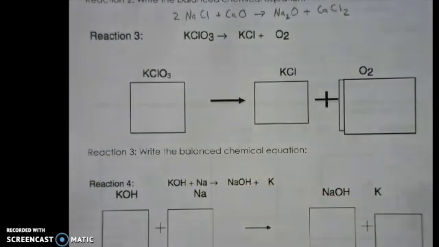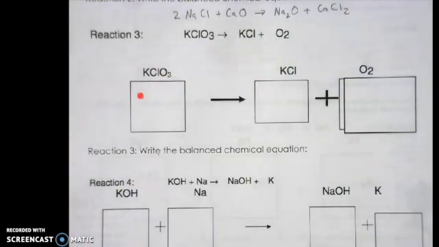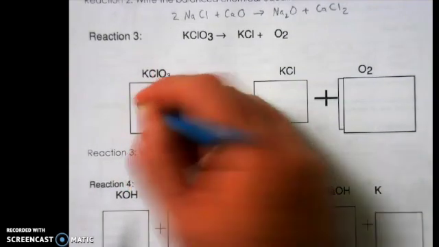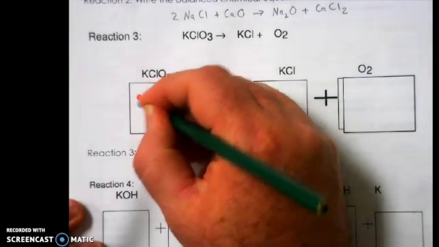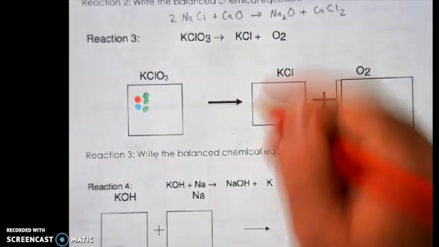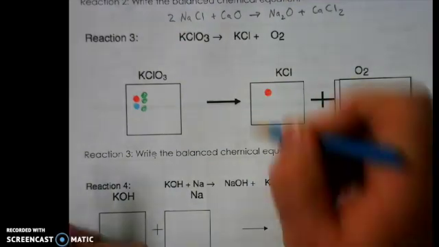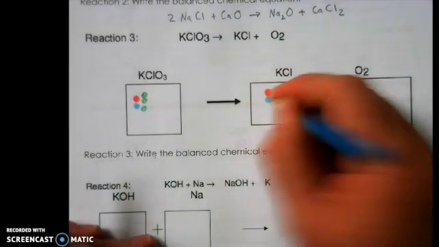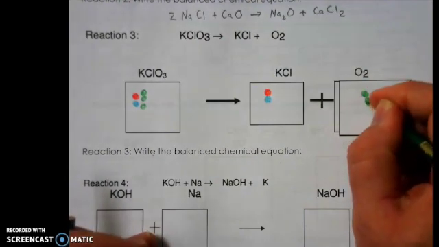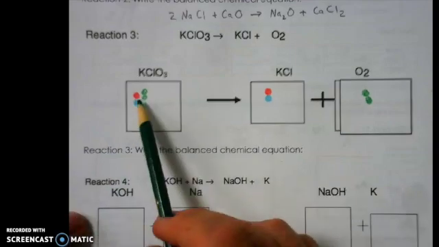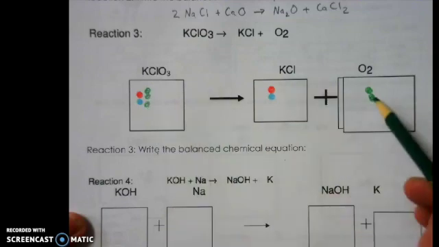We've got 1 potassium, which is red, a chlorine is blue, and 3 oxygens. And that's going to yield potassium and chlorine and some oxygen. We're good on potassium, 1 potassium, 1 potassium, 1 chlorine, 1 chlorine, but we have 3 oxygens and only 2 oxygens over here.